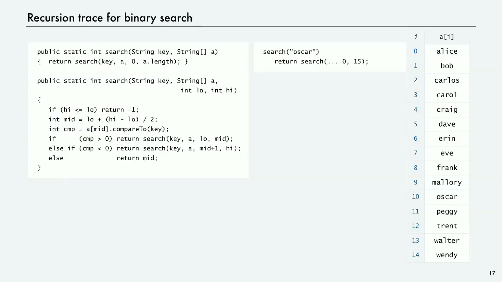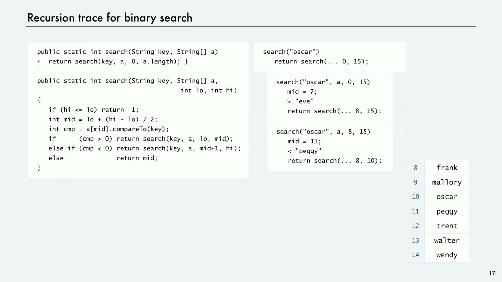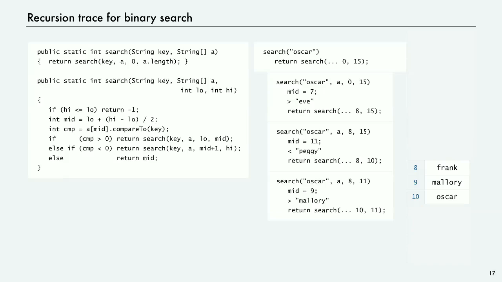Okay, so here's what it looks like, say, with the recursion trace. So in our example, searching for Oscar, we're searching from 0 to 15. So to do that, we compute 7. Oscar's bigger than Eve, so then we go to the higher indices from 8 to 15. And now the middle's 11, Oscar's less than Peggy, so now we go in the part with the lower indices, that's 8 through 10. Now the middle's 9, Mallory, Oscar's bigger than Mallory, so we go to the part with higher indices, 10 and 11.